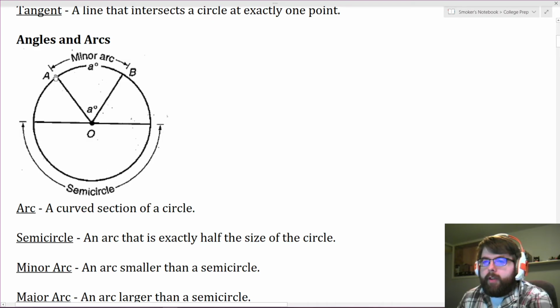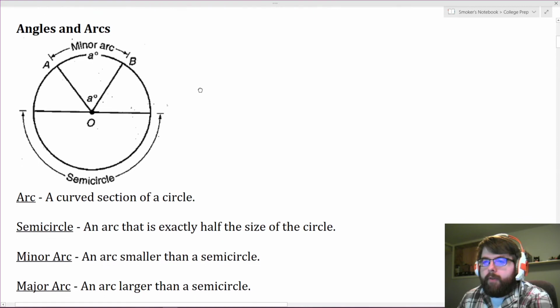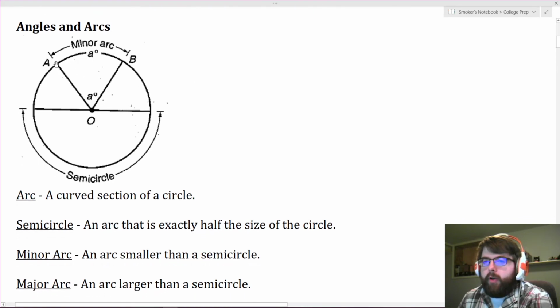And then if you take any 2 points on the circle, like A and B up here, you'll have two arcs that form from that. Because if you think about it, going from A to B, you could go the short way. So I'm starting here and I go over here. That's the short way. Or you could go the long way to get around to B. Either way, you go from A to B on a circle.